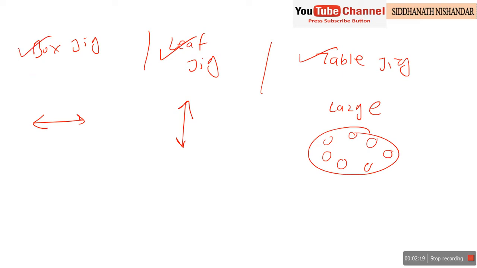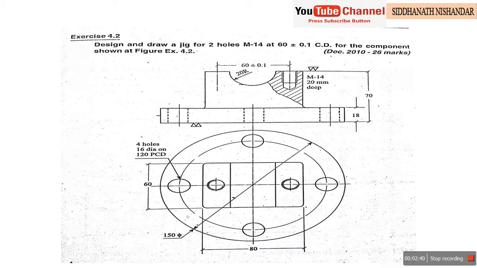I am going to compile all the numericals in these 3 jig bodies only: box jig, leaf jig, and table jig. If you get any problem in a new exam, just remember these 3 bodies. In any body we can fit your component. Let's start with the first numerical.